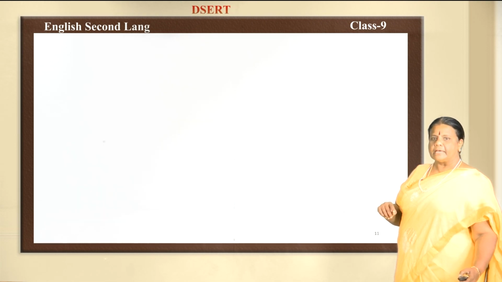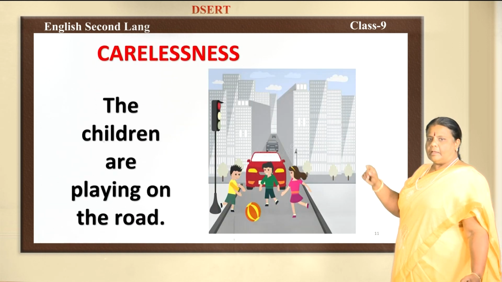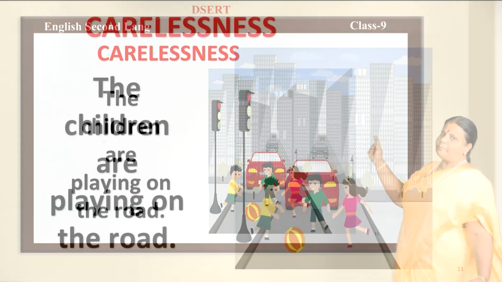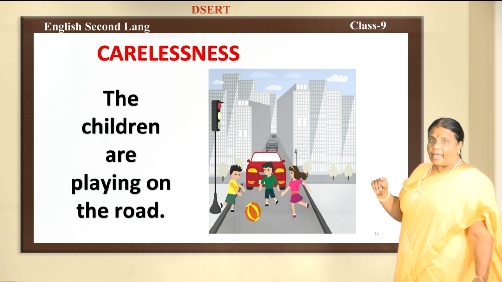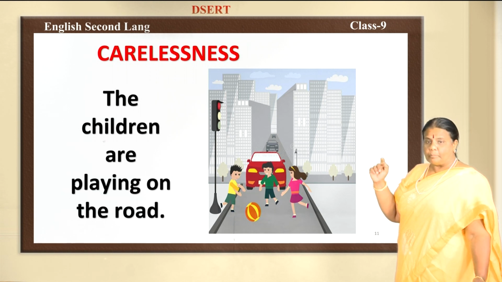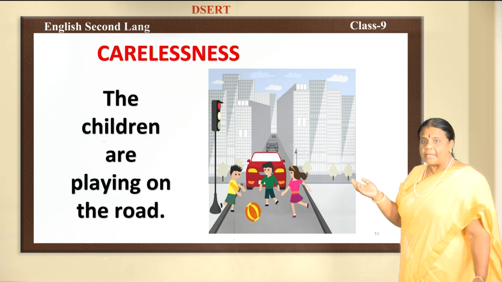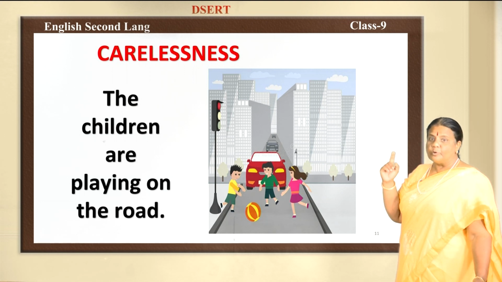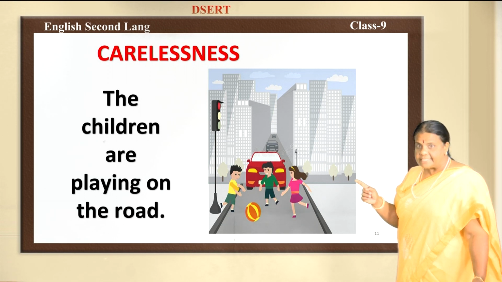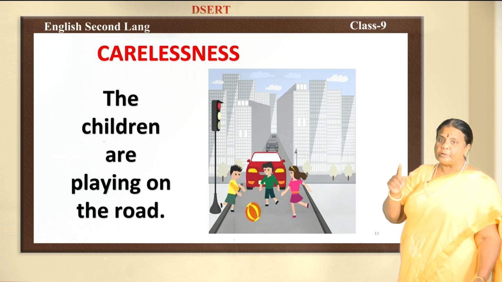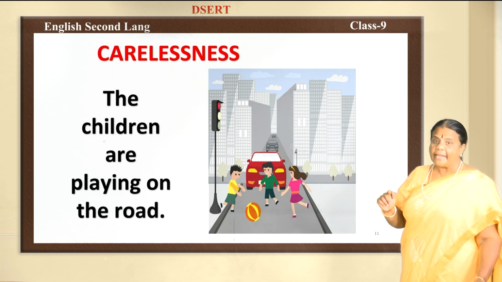Now, coming to the third picture, look at this picture, children. What do you make out from this? Yes, you can see that the children are playing on the road. And when you are playing on the road, what are you supposed to do? Sometimes you play on the road or you will be doing some other work. At that time you must be very careful because what will happen, children? Yes, sometimes it may lead to accidents and you may get injured.